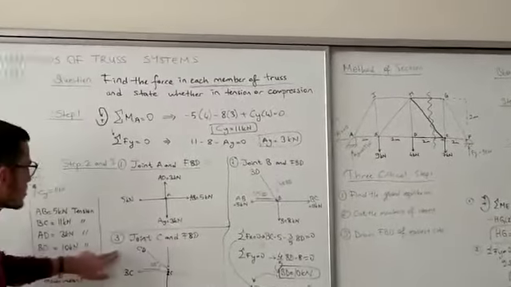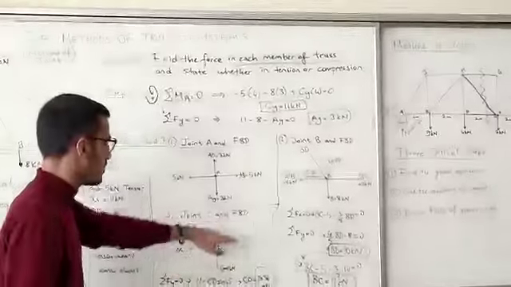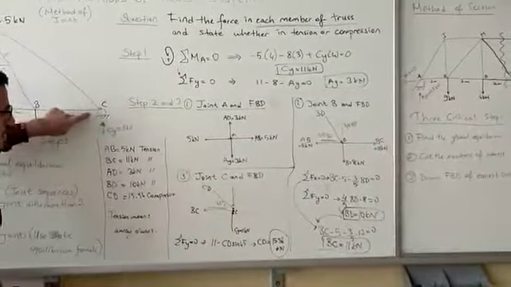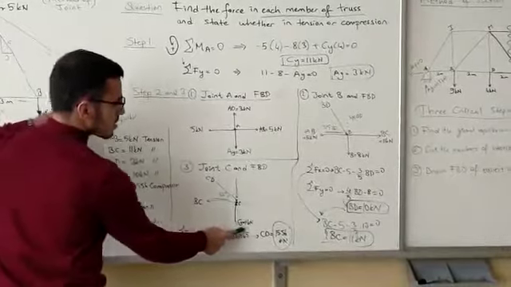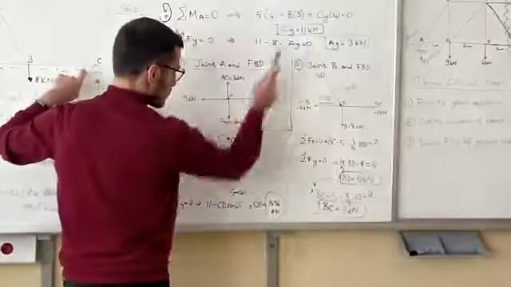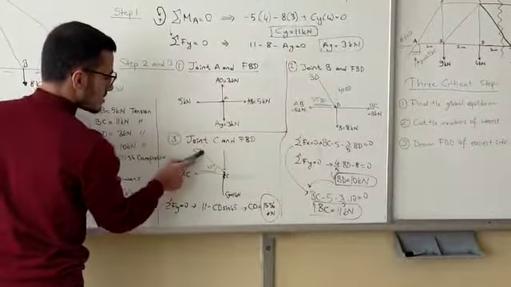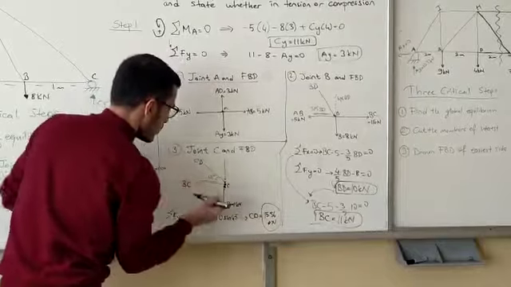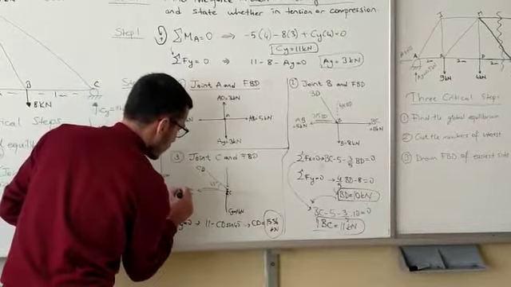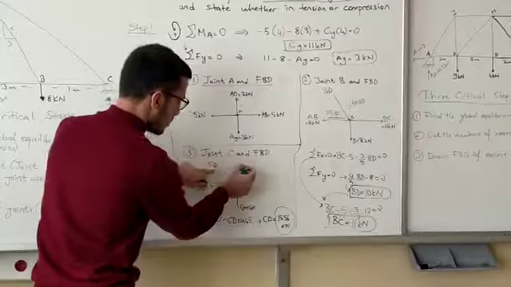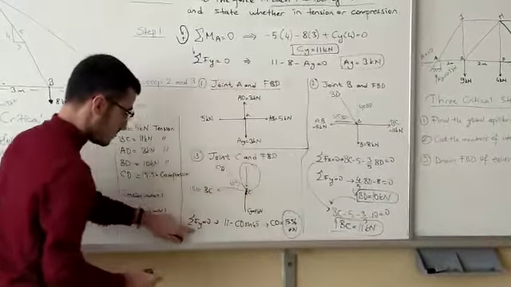And the last steps are joint C and FBD. Here, at joint C, we already found the forces of 11 kilonewton. BC and CD, we find again here, 11 kilonewton. We can write it here, but it's not necessary for this equation. And here, we need to find these forces.